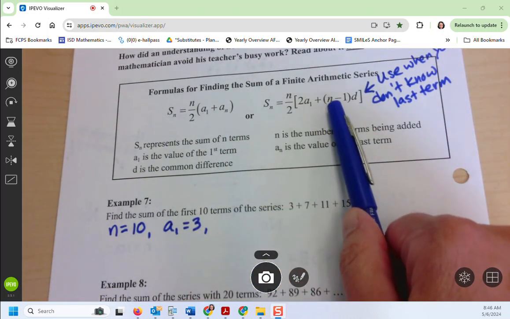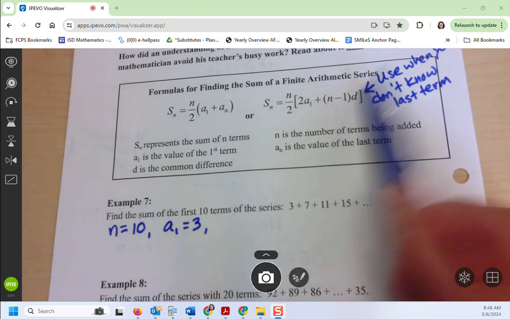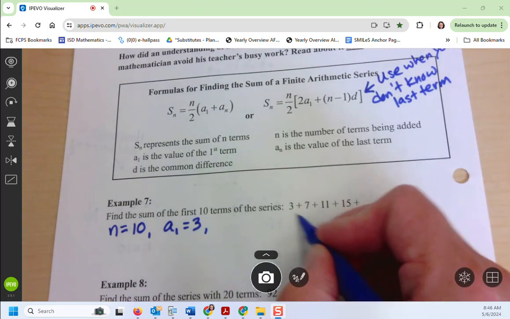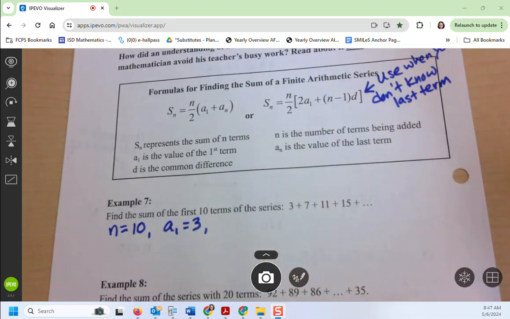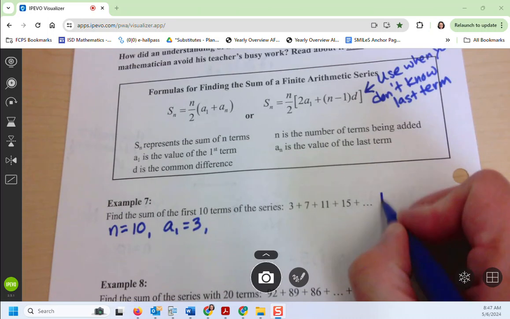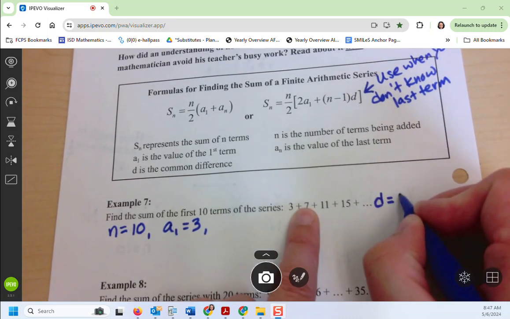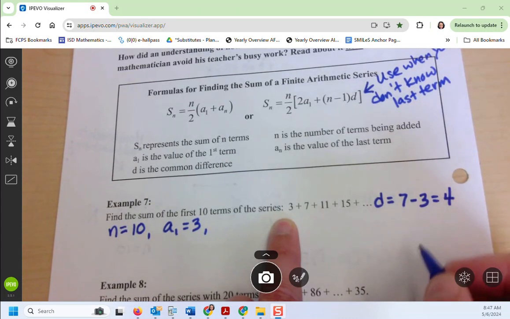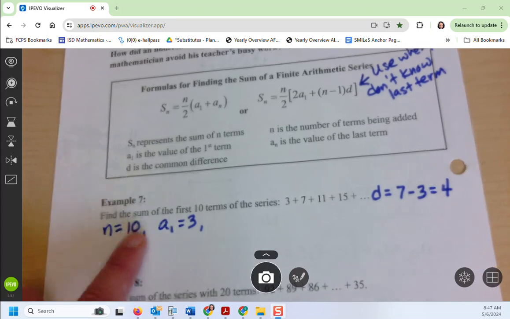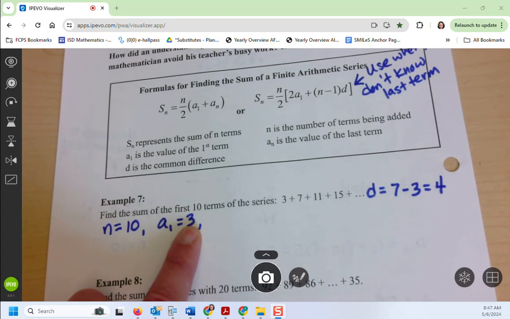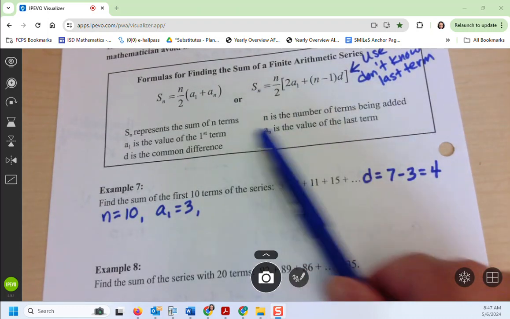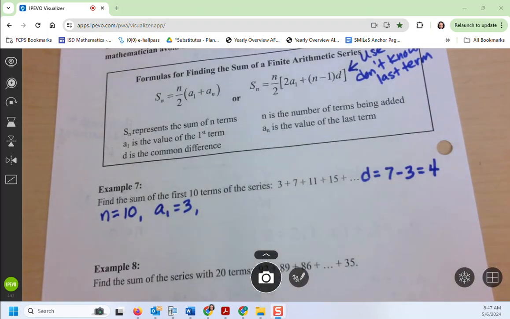Let's see. I already have n. I need to know d. D is, remember, how much we're adding each time. Now, you guys can mostly see that we're adding 4. But say it was harder. If it's harder, all you have to do is do the second one minus the first one to find that your d is 4. Okay? So now we know n is 10. First term is 3. D is 4. So I want you to use the second formula now to find the sum of the first 10 terms.